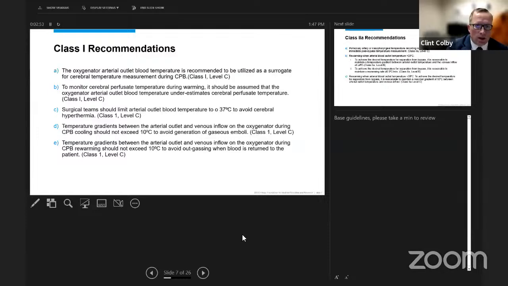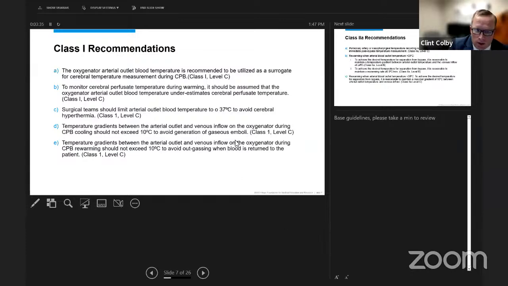The oxygenator arterial outlet blood temperature is recommended to be utilized as a surrogate for cerebral temperature measurement during CPB, cardiopulmonary bypass. To monitor cerebral perfusate temperature during warming, it should be assumed that the oxygenator arterial outlet temperature underestimates cerebral perfusate temperature. Surgical teams should limit arterial blood outlet temperature to 37 to avoid cerebral hypothermia. Temperature gradients between the arterial outlet and venous inflow on the oxygenator during CPB cooling should not exceed 10 C to avoid generation of gaseous emboli.